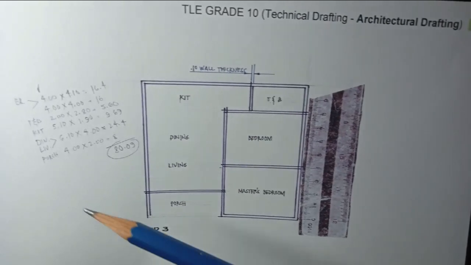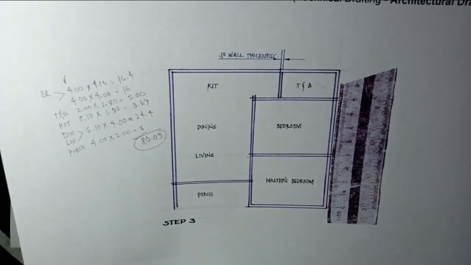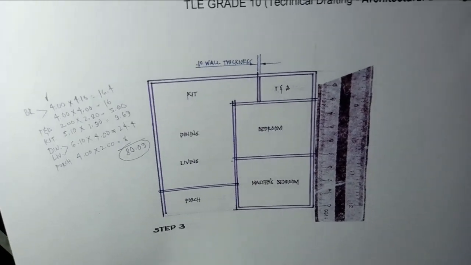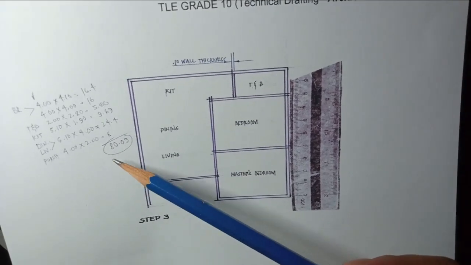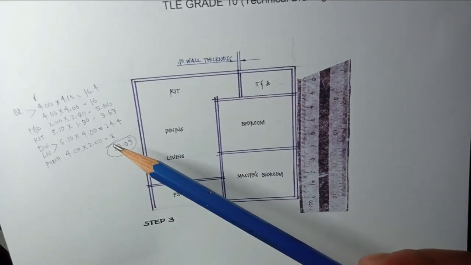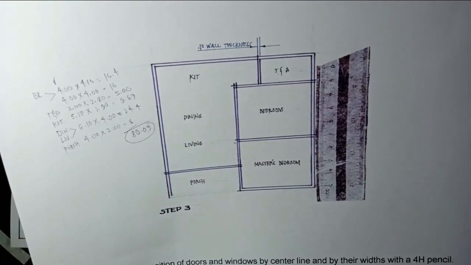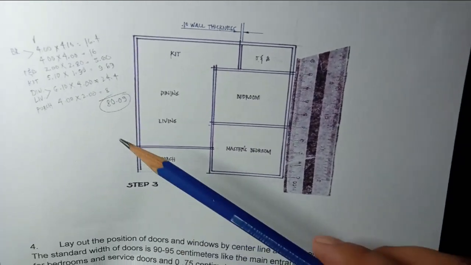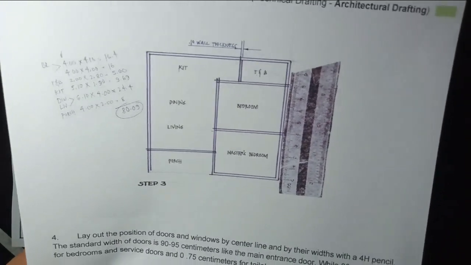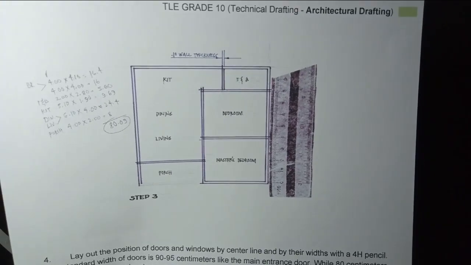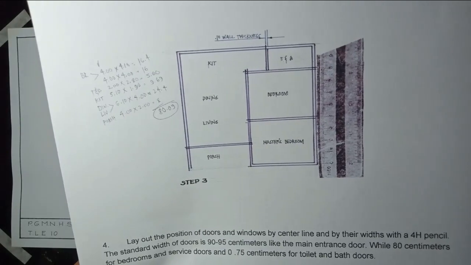And for the porch, 4 meters by 2 meters, and that is equivalent to 8 square meters. So the total measurement of the width and the length in square meters is 80.09. So a very small difference to the proposed floor area, which is actually 80 square meters.